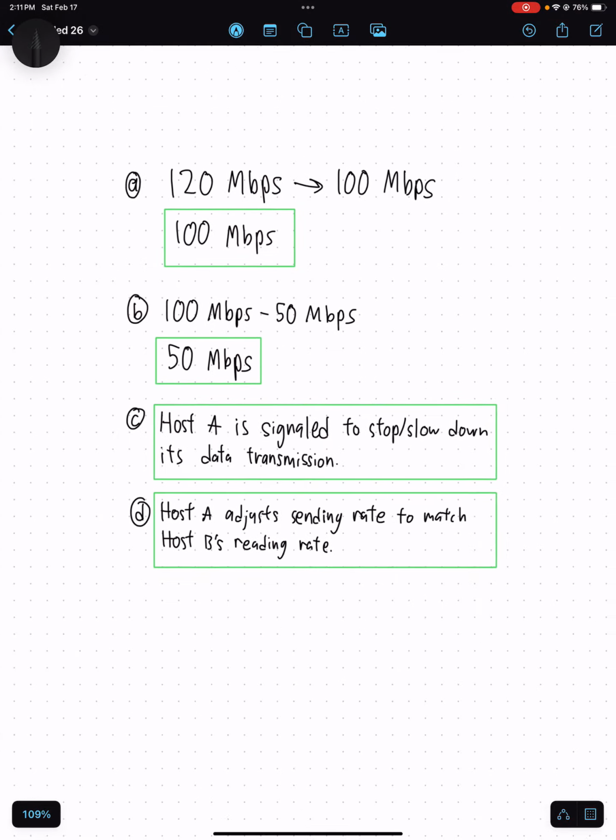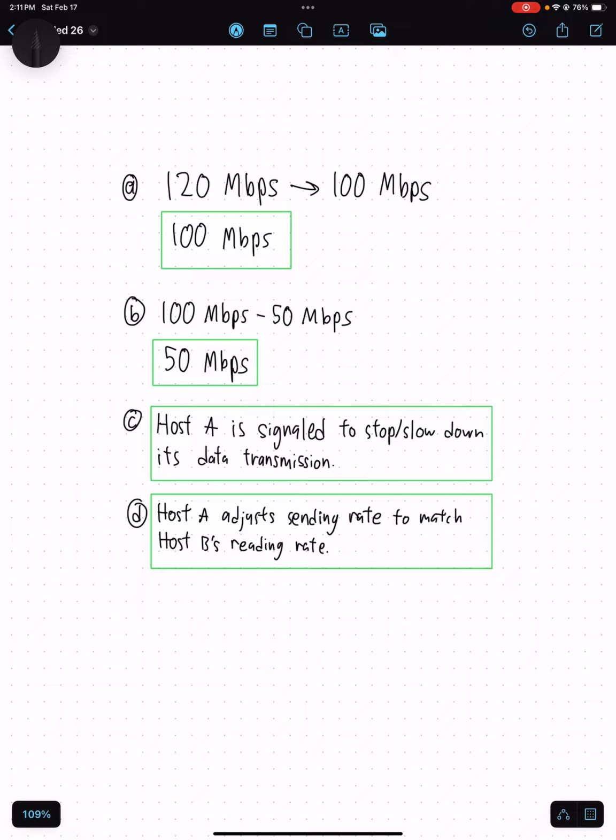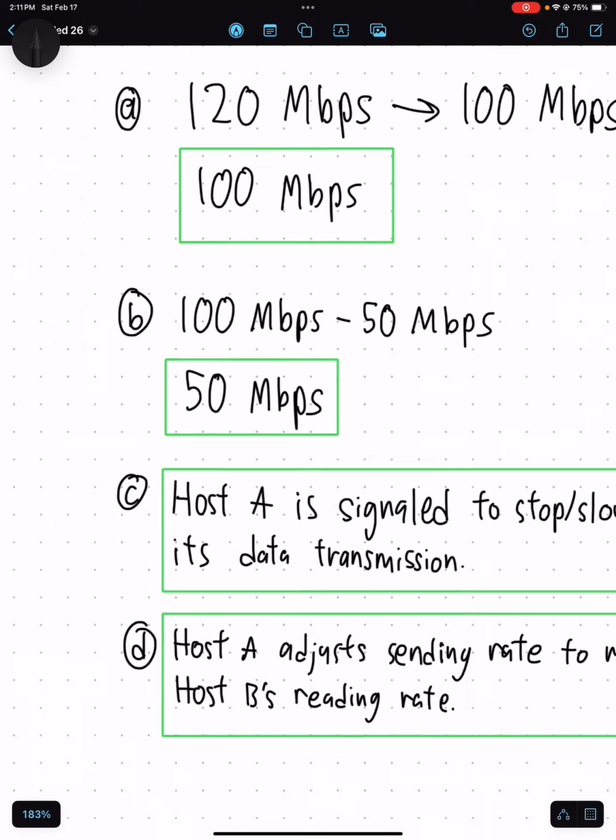So to answer part B, since host B can only read data out of its TCP receive buffer at a rate of 50 megabits per second, but the data is arriving at 100 megabits per second, the receive buffer will fill up at a rate of about 50 megabits per second. So we have to subtract 50 megabits per second from 100 megabits per second, because there's 100 megabits per second incoming and 50 being read, which means that we have a 50 megabits per second accumulation rate.